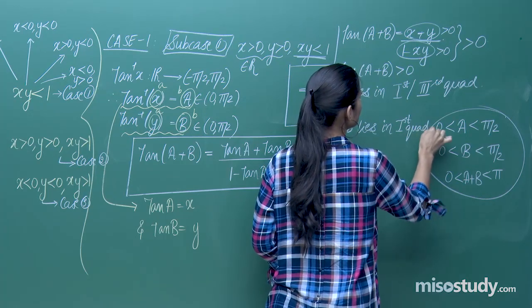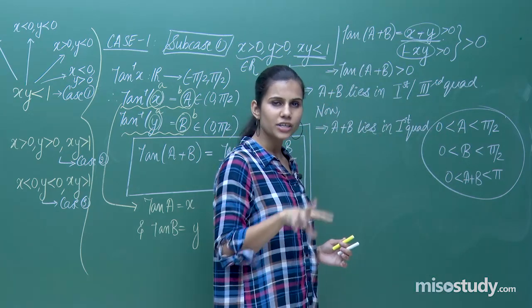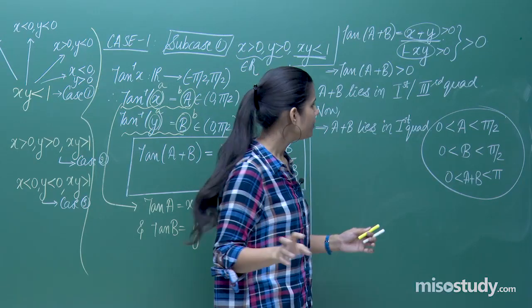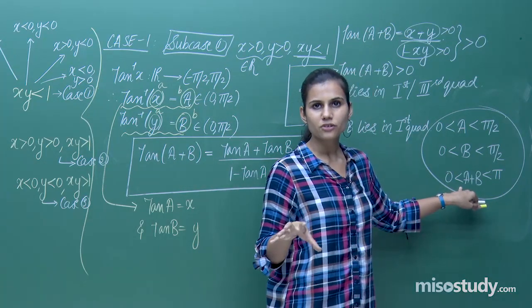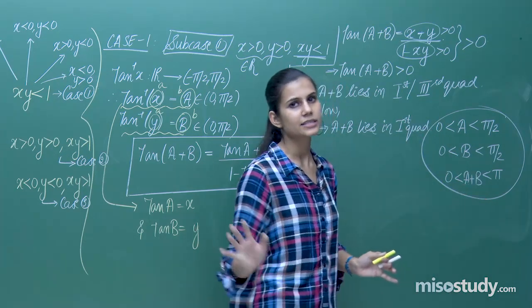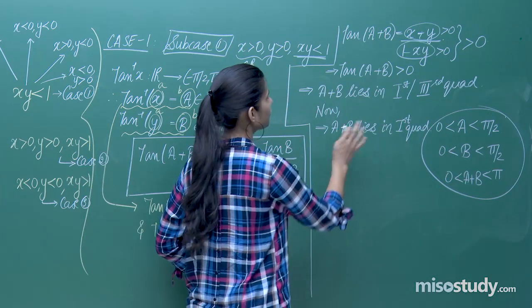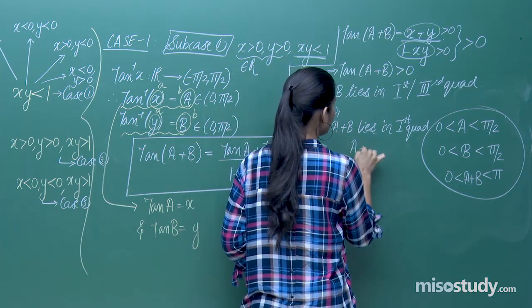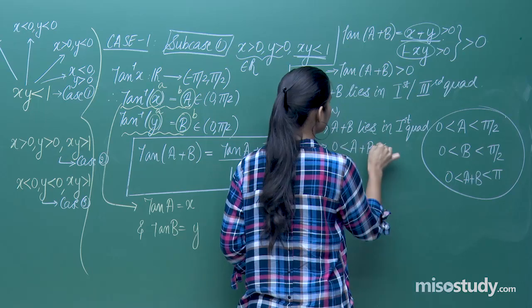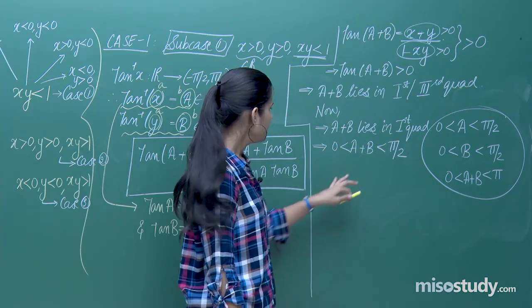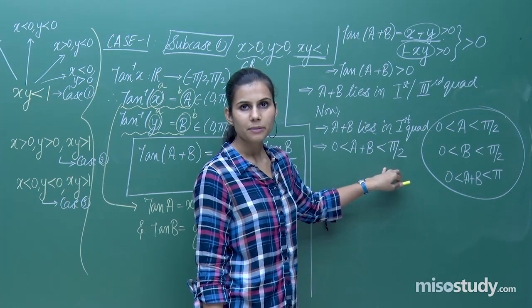So understand, first step was to make sure which are the two quadrants, one among which A plus B is lying in. And then we crossed out one because A plus B's measurement was only from 0 to pi, so third quadrant got cancelled out, we finalized the first quadrant. So A plus B therefore is lying in the first quadrant. This means A plus B is greater than 0 and less than pi by 2.